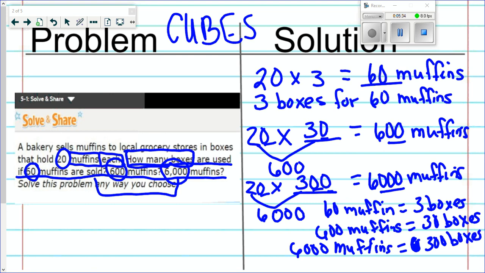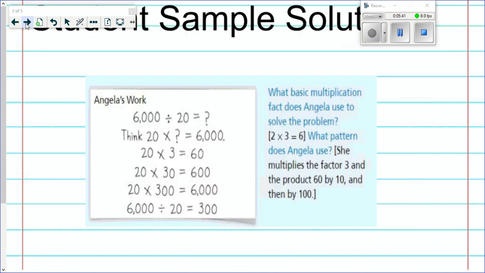Let's take a look at how some other students might have solved this problem. This is Angela. Angela used a pattern similar to what I did. She multiplies the factor 3 and the product 60 by 10 and then by 100. I didn't really explain it that way, but it's a very similar process that she used by looking at 2 times 3 equals 6 and then following a pattern to find out how many boxes she needed for the 60, 600, and 6,000 muffins.